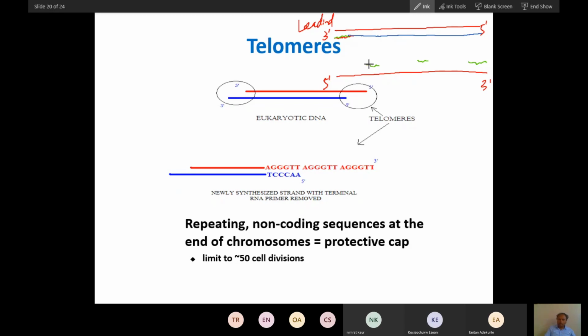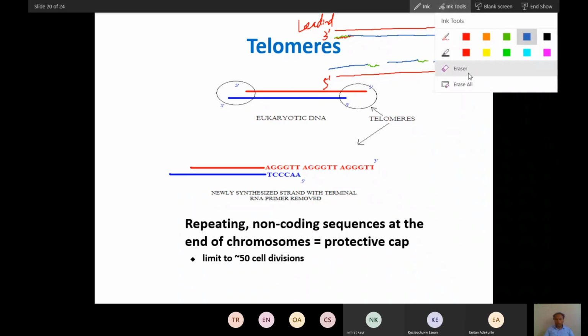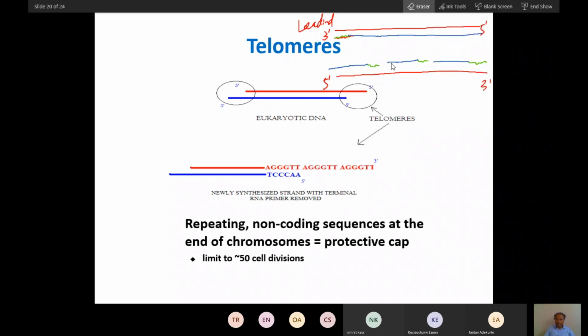And on the lagging strand, there will be synthesis of DNA this way, and this way. These fragments are called Okazaki fragments. Now, what will happen after synthesis? All this DNA synthesis is done by DNA polymerase 3, or in eukaryotes, DNA polymerase epsilon.